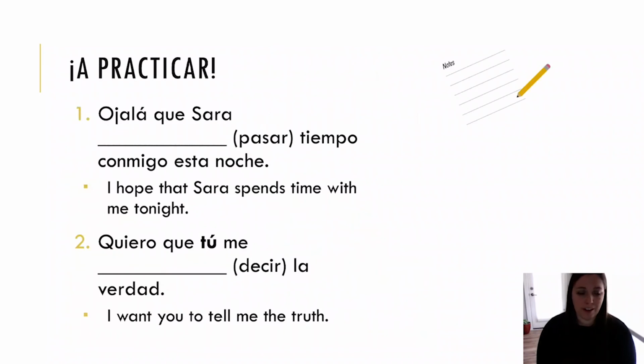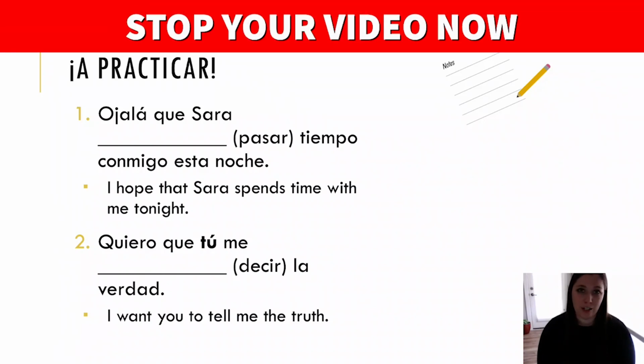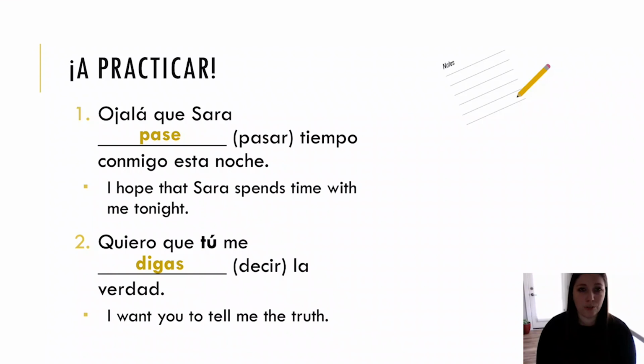Vamos a practicar. We have 2 sentences here to fill in the blanks. You have an AR verb pasar and an IR verb decir. Go ahead and pause this video, and the next slide will have your answers. Número 1. Ojalá que Sara pase tiempo conmigo esta noche. I hope that Sarah spends time with me tonight. Número 2. Quiero que tú me digas la verdad. I want you to tell me the truth.